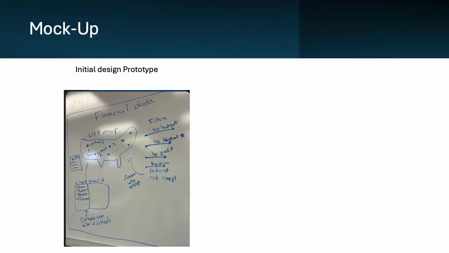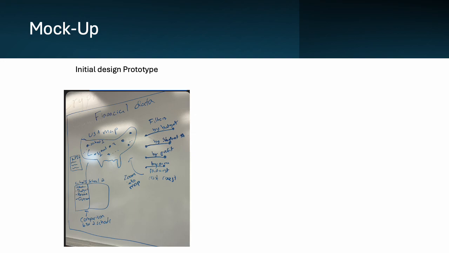So this is my initial prototype of the dashboard. This is a mock-up. The goal was to provide an interactive US map that could allow users to explore schools geographically. I wanted to include filters through our Shiny app that can sort users such as budget, number of students, or region.